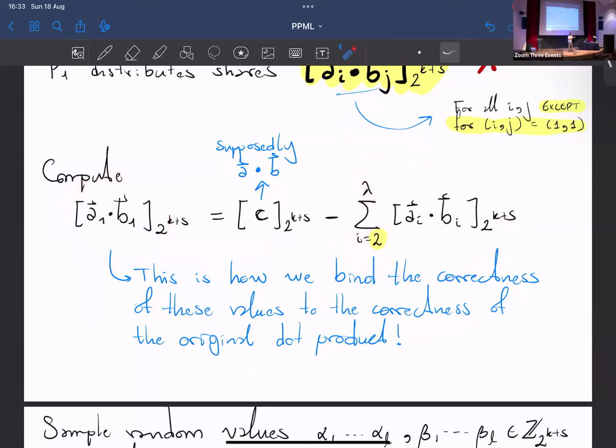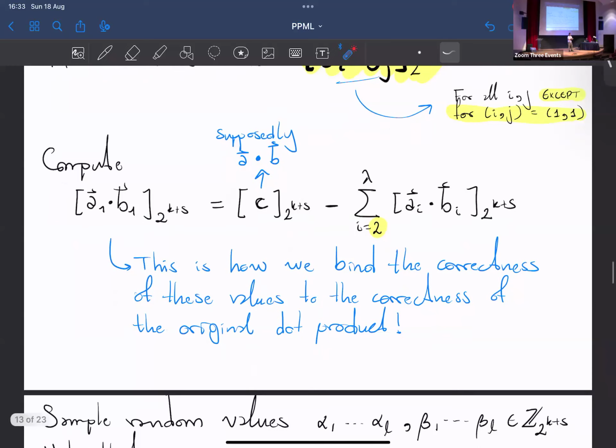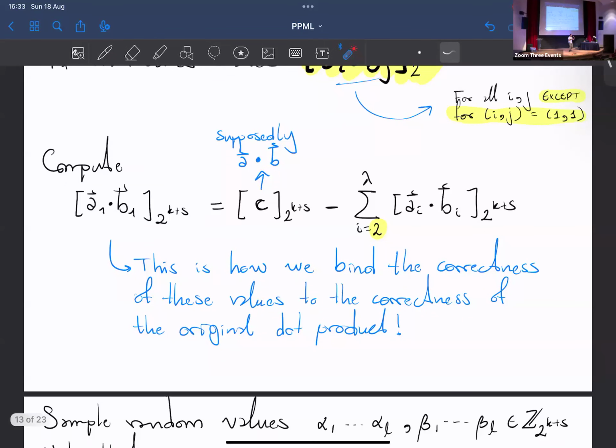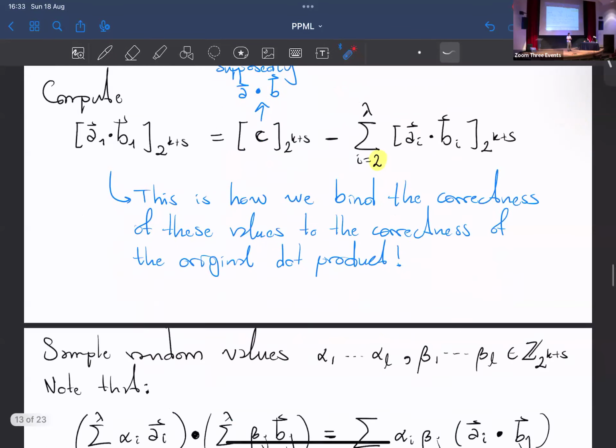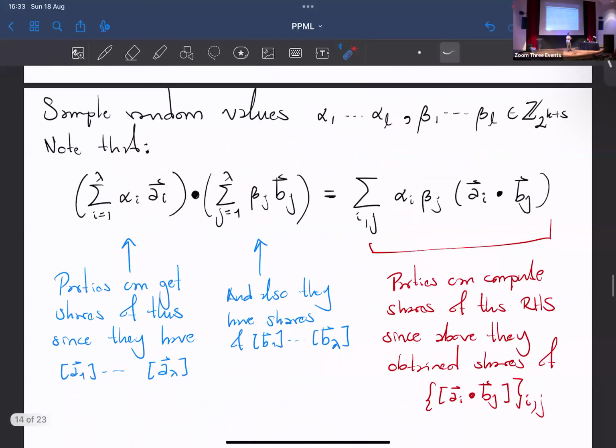So we don't share the first one, we actually derive it from the previous one. That's how we link the correctness of what we're trying to prove to the new thing that we're proving. And the rest is actually pretty standard in the FLIOP literature. We're just going to take random linear combinations.